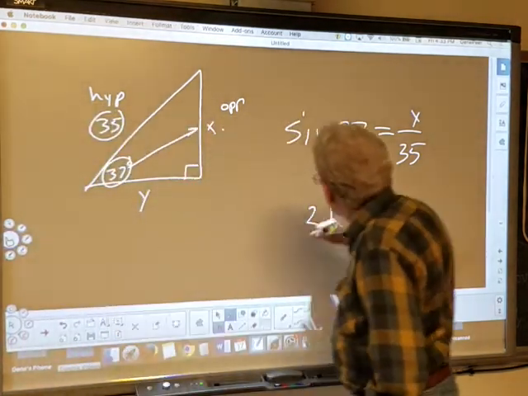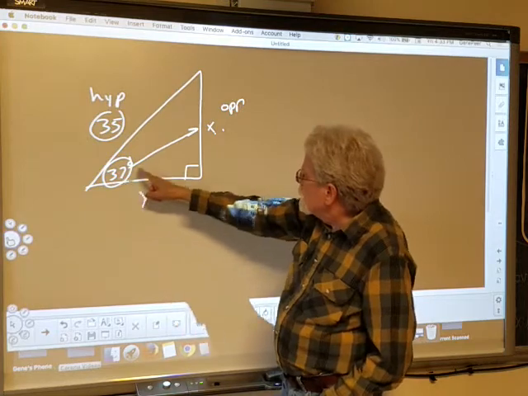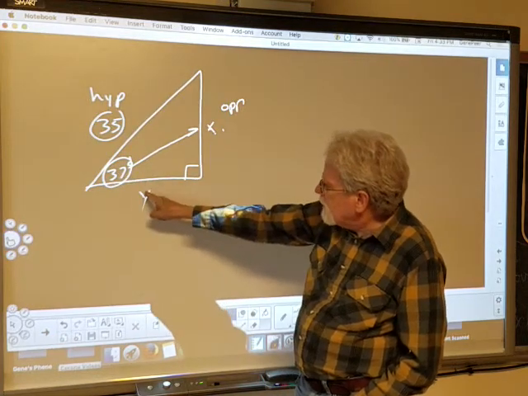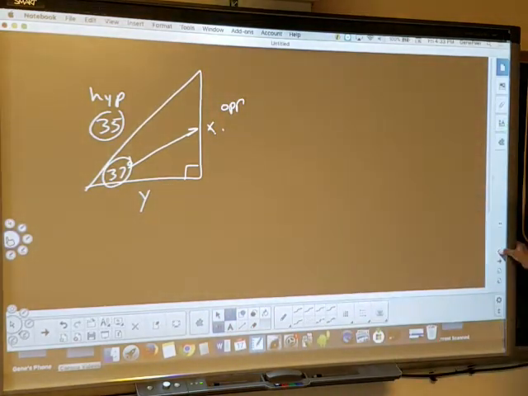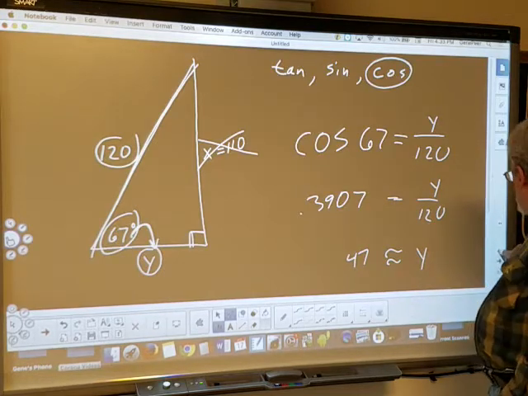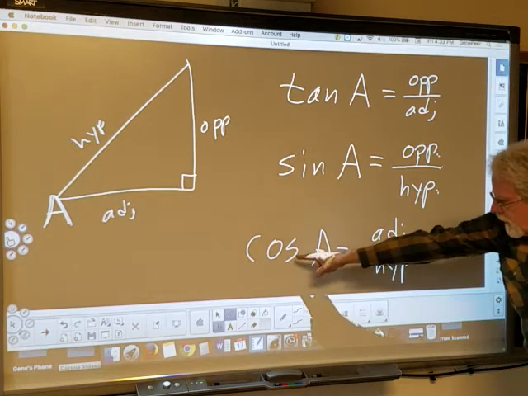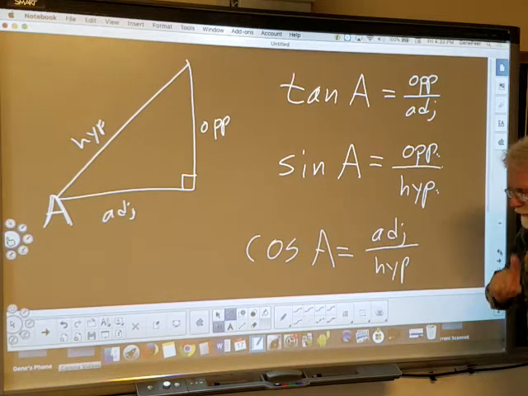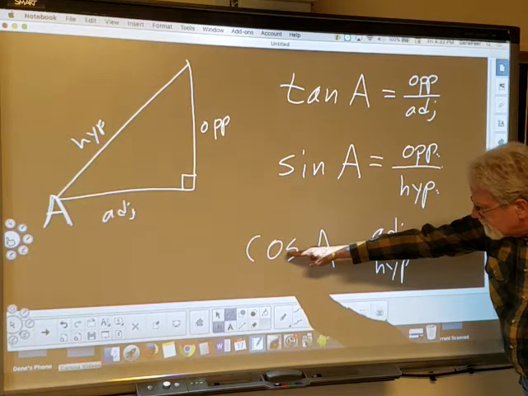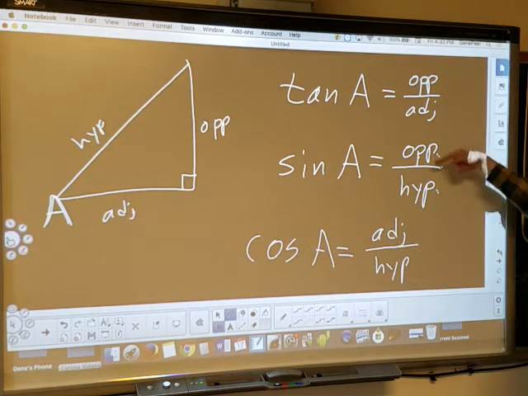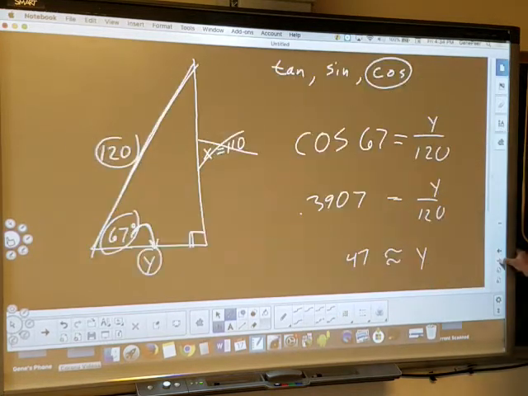To find y, we change things up again. Because to find y, we're no longer using the opposite. Now we're using the adjacent and the hypotenuse. Adjacent over hypotenuse is cosine. Let's use cosine because I'm dealing now with the adjacent and the hypotenuse. It's the only one that does adjacent and hypotenuse, so we use cosine.